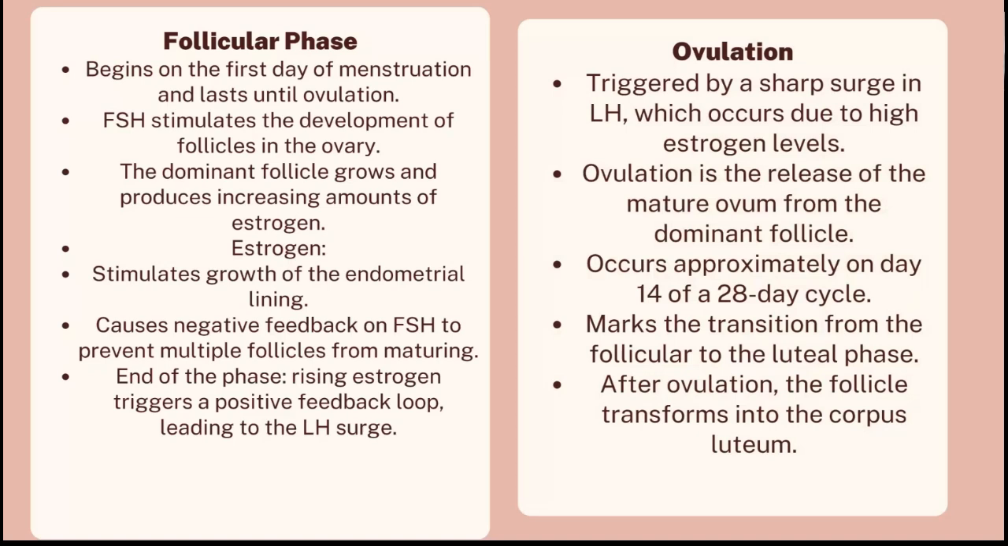As for ovulation, it occurs around day 14 of our 28-day menstrual cycle. It is triggered by a surge in LH caused by sustained high estrogen. The dominant follicle releases the ovum, and this marks the end of the follicular phase and the beginning of the luteal phase.